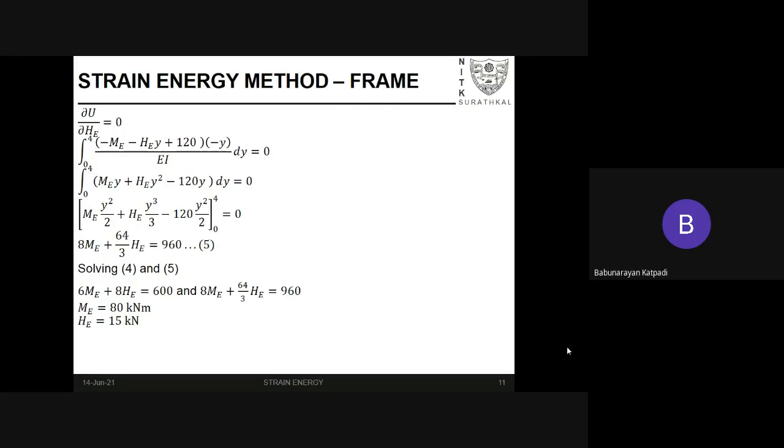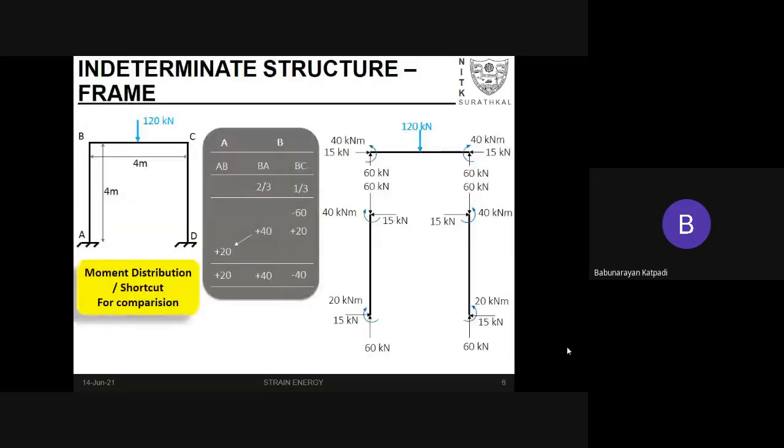We compare it with what we got from the moment distribution. Here you see the axial force we are getting as 15. It is reflected by the strain energy method also. And if you see the beam, the end moments are 40 kilonewton meter each. The static moment at the center total will be WL by 4. W is 120, L is 4, by 4. Total is 120. Negative moments at the end, since they are 40, the positive moment at center, the sagging moment at center should be 80. This is the value we got from the analysis just shown. And we move on.